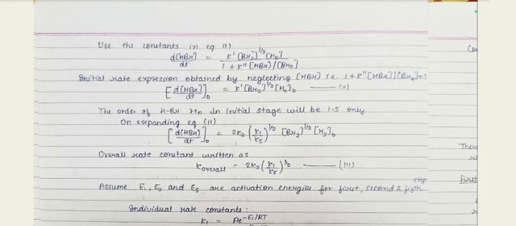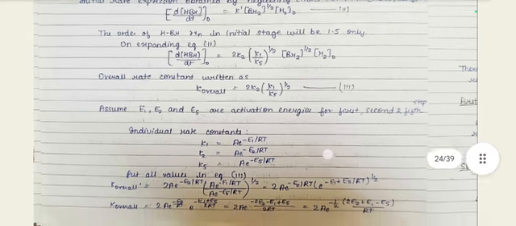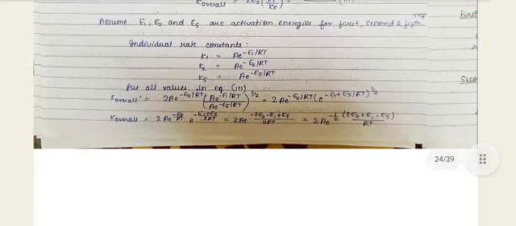On expanding equation 2, (d[HBr]/dt)_0 = 2k2 (k1/k5)^(1/2) [Br2]^(1/2) [H2]_0. The overall rate constant is written as k_overall = 2k2 (k1/k5)^(1/2). Assume E1, E2 and E5 are the activation energies for the first, second and fifth steps. Individual rate constants: k1 = A e^(-E1/RT), k2 = A e^(-E2/RT), k5 = A e^(-E5/RT).